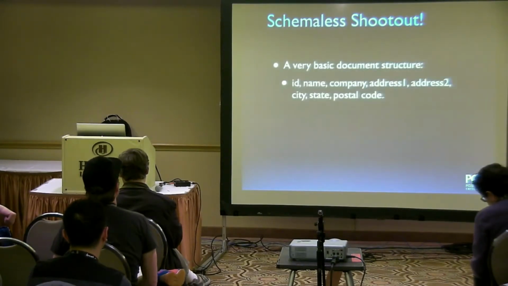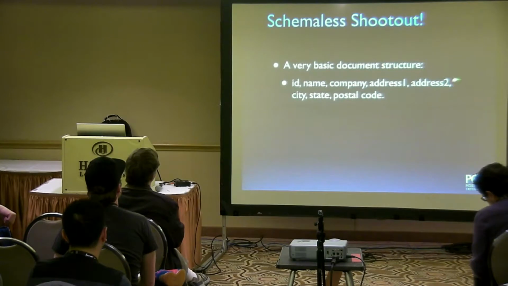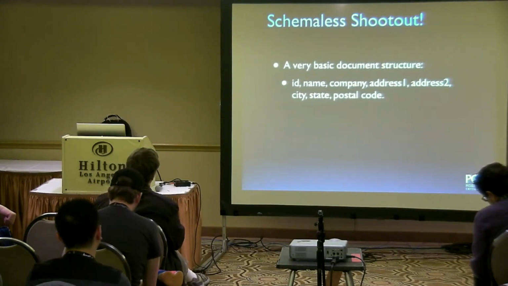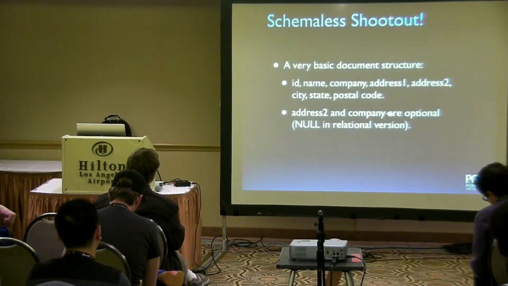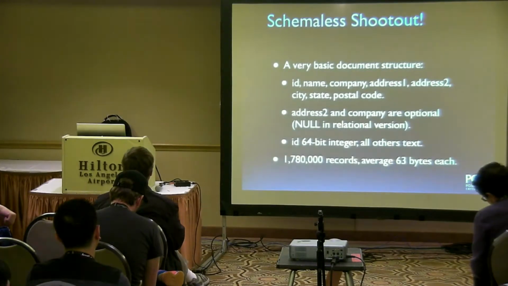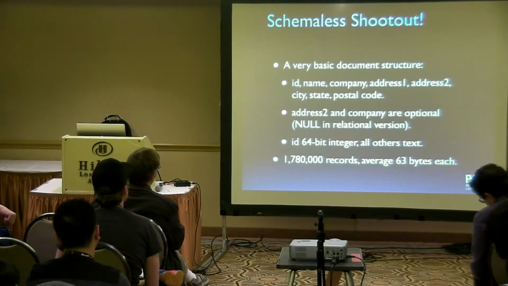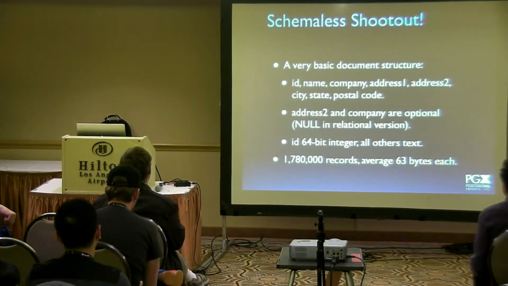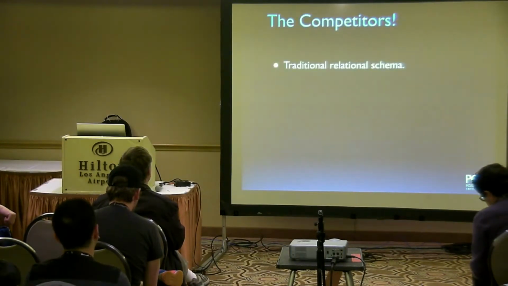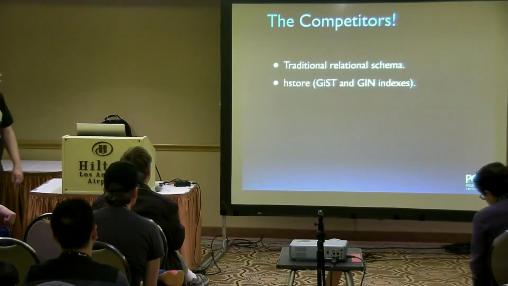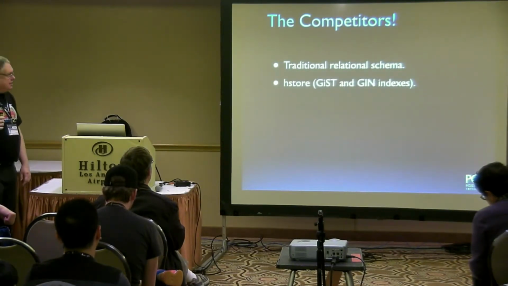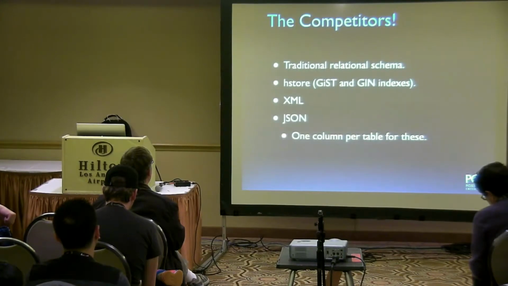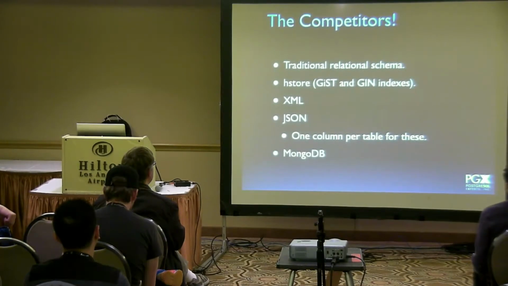So we're going to take a very basic document structure, which has ID, name, company, address 1, address 2, city, state, postal code, a basic US address mailing list. Address 2 and company are optional fields, null in the relational version. The ID is a 64-bit integer, and all the others are text. And 1.78 million records, because I happen to have a big mailing list lying around. We're going to compare the traditional relational schema, hstore using just indexes, XML, JSON, with one column per table for these, and MongoDB.